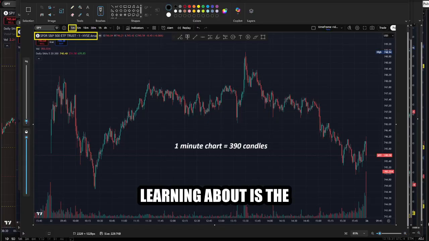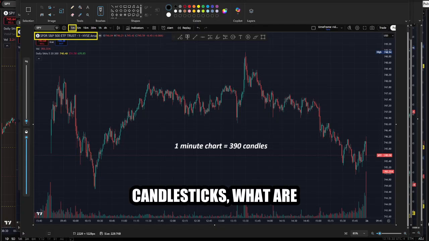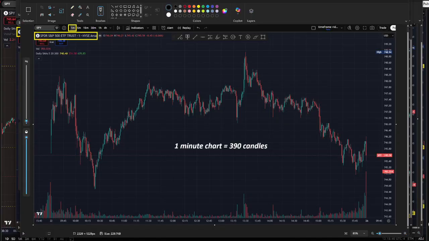So the first thing we're learning about is the charts. What does this look like? What does it mean? These candlesticks, what are they? It's a record of time. The 1 minute chart on the New York Stock Exchange has 390 candles.